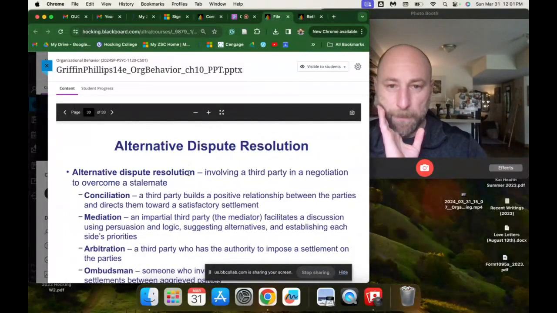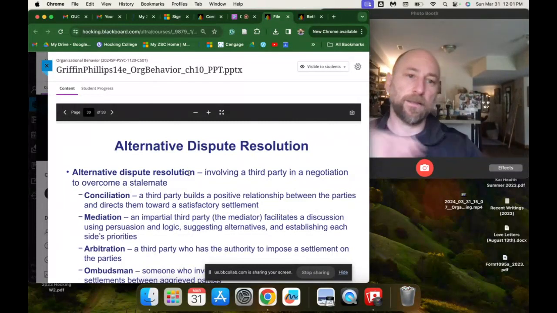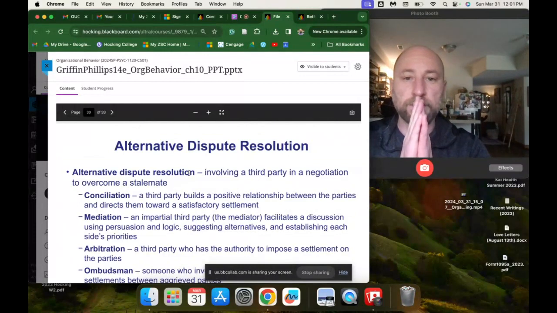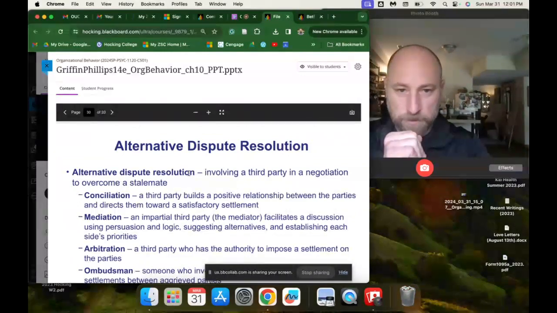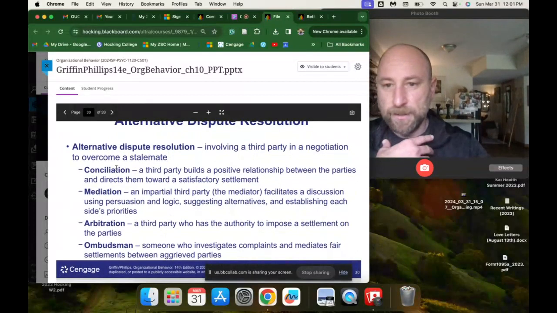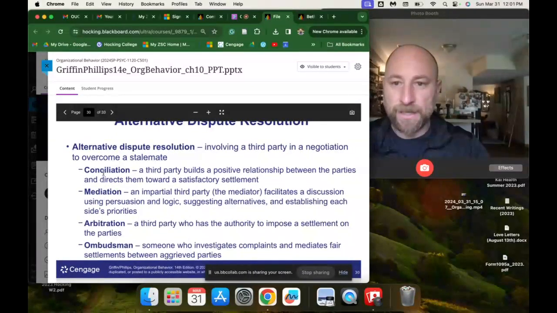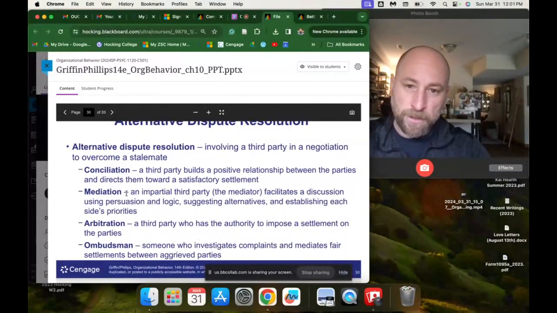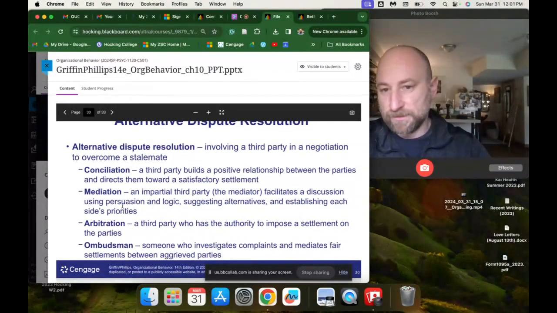Alternative dispute resolution. Okay, so if the two parties can't come together in a negotiation between themselves and come to a solution, then there are some options, and these are called alternative dispute resolutions. It involves a third party. Two people can't work it out, bring a third party in, and there are a few variations on that. Conciliation: the third party builds positive relationships between the parties and directs them towards a satisfactory settlement. Mediation: an impartial third party, the mediator, facilitates a discussion using persuasion and logic, suggesting alternatives and establishing each side's priority.